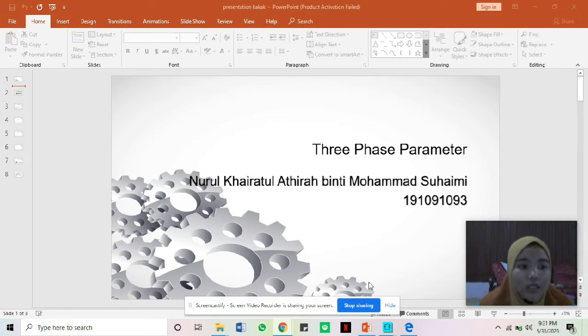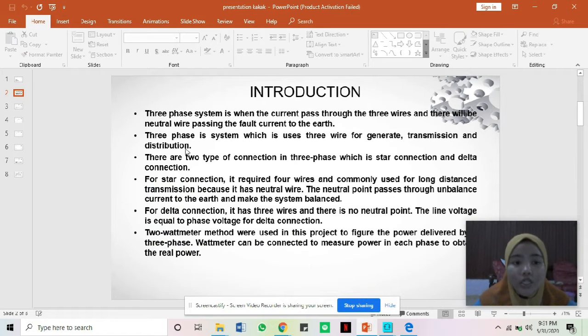So the next one is the introduction. Introduction for three-phase system. A three-phase system is when the current passes through three wires and there will be a neutral wire passing the fault current to the earth. So a three-phase system is a system which uses three wires for generation, transmission and distribution. There are two types of connection in three-phase, which are star connection and delta connection.